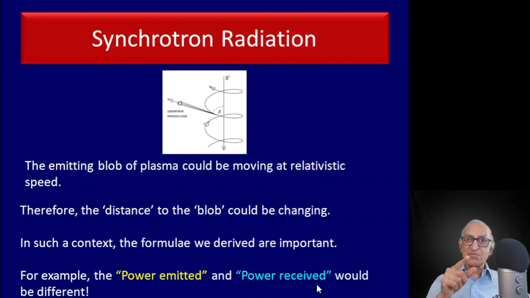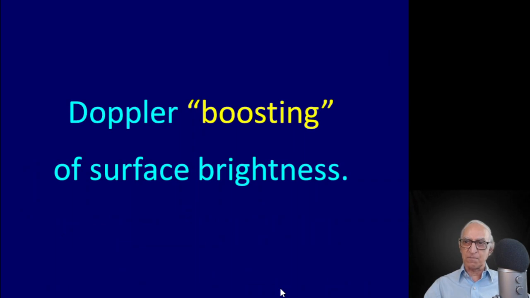But that will not be the power that you measure for two reasons. First of all, the rate of ticking of the blob's clock is different from the rate of ticking of your clock. And secondly, the blob has been moving towards you. Therefore, there will be a difference between what the blob claims as the power it emitted and what you would claim as an observer as the power received. So I'm just giving you an example of a situation in contemporary high-energy astrophysics where the results of special relativity are extremely important. So let me give you two such examples.